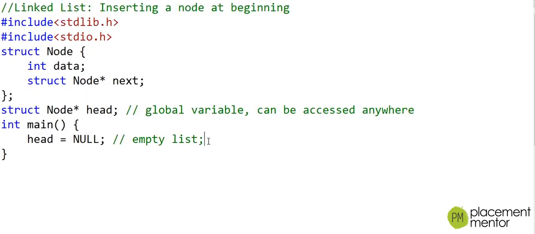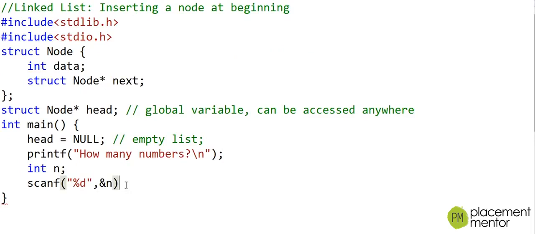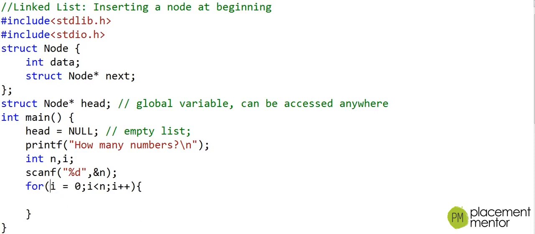Now what I want to do in my program is ask the user to input some numbers, and I want to insert all these numbers into the linked list. So I'll print something like how many numbers. Let's say the user wants to input n numbers, so I'll collect this number in this variable n, and then I'll define another variable i to run the loop. And so I'm running a loop here. If it was C++, I could declare this integer variable right here inside the loop.